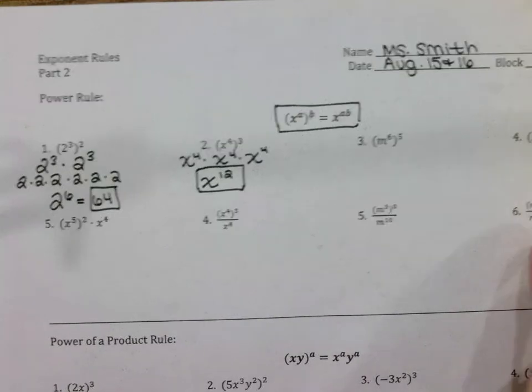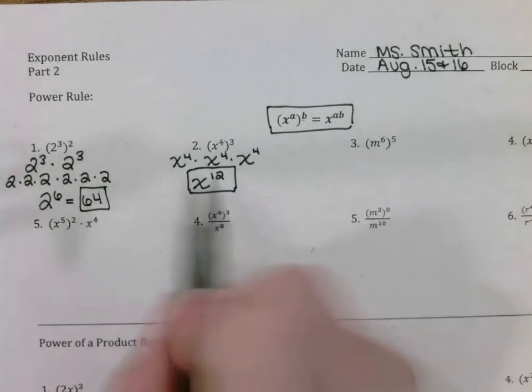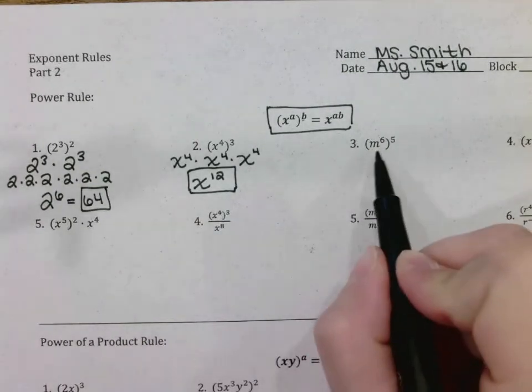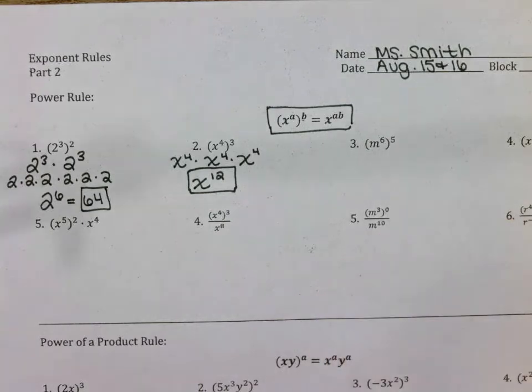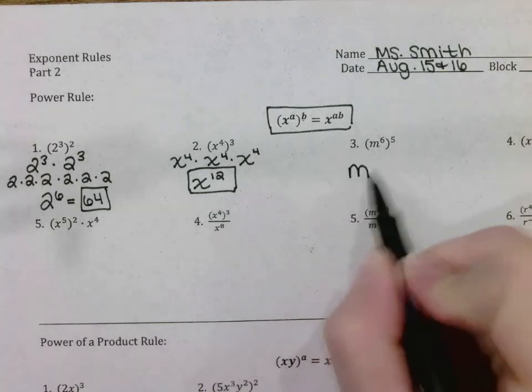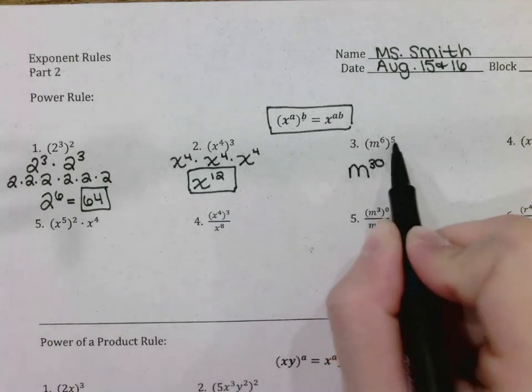Number 3, same deal. I'm going to just get right to the point here using the power rule, though. I'm not going to expand each of them out. That's just taking too much time. So this one, we have an exponent raised to another exponent. So we know we multiply these. So that's going to be m to the 30th. And that 30 is coming from just 6 times 5.